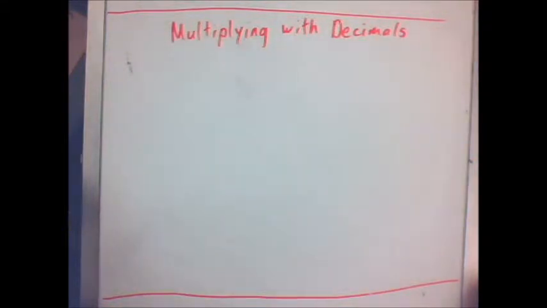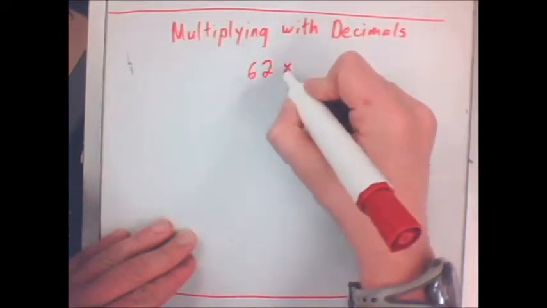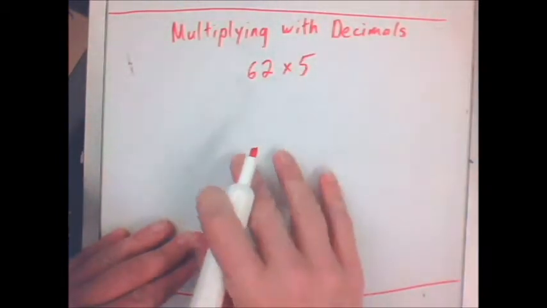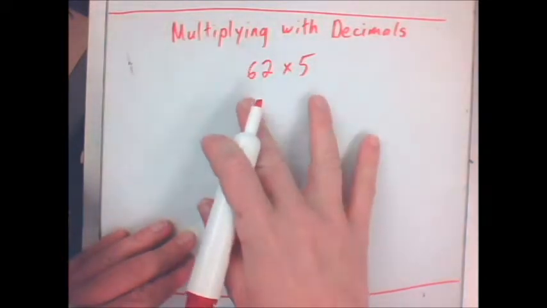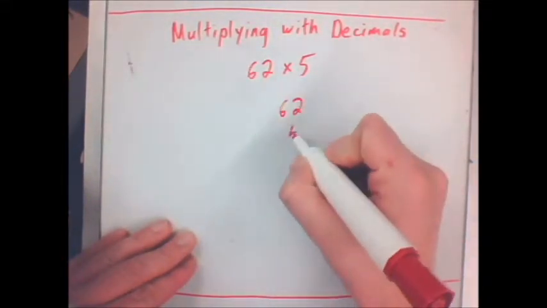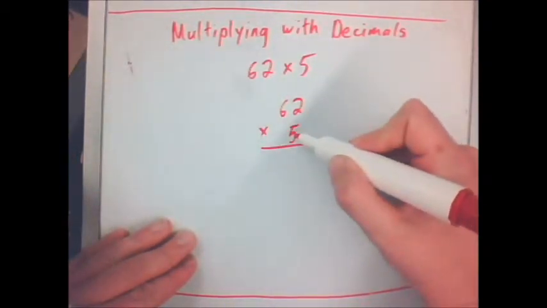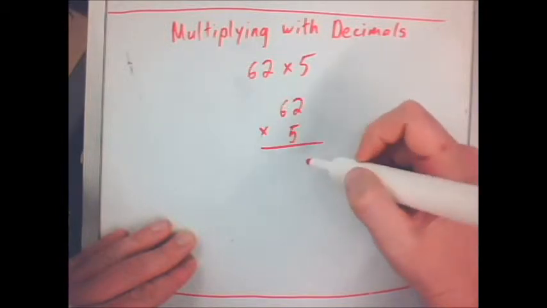Hi guys, this time we're going to talk about multiplying with decimals. So when we multiply, say we had numbers like 62 times 5. If I have multiplication like that, I'm going to put one number on top of the other, 62 and 5, like that. Then I start with the number on the bottom that's closest to the right, and I multiply it by all the numbers on the top.